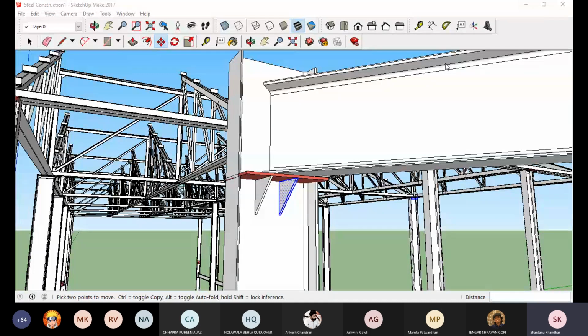And then if you connect it to something else, the gusset plate would be curved in the sense that wherever it connects to the beam, that's where it would get cut, according to the flange and the web of the beam. So I think that is what you mean.